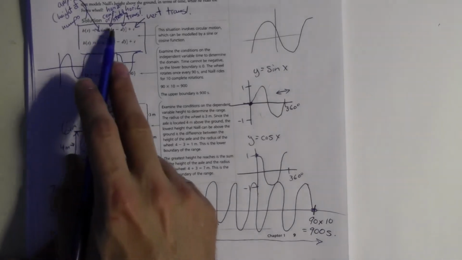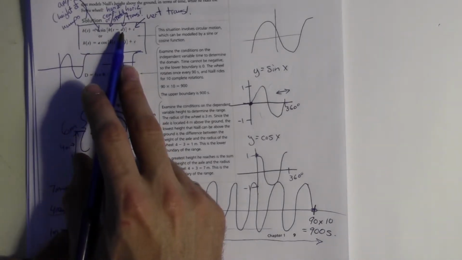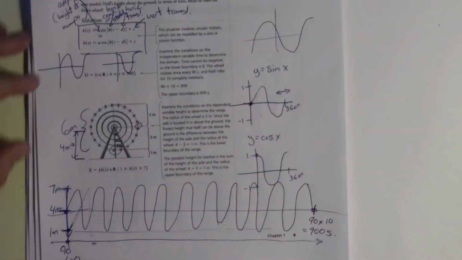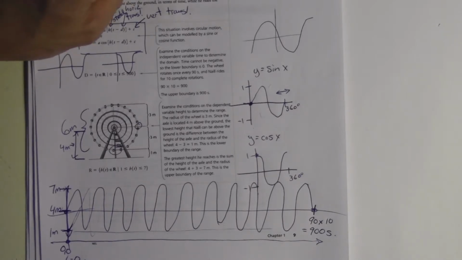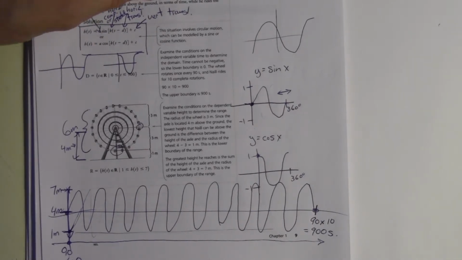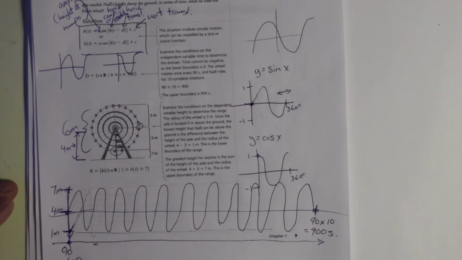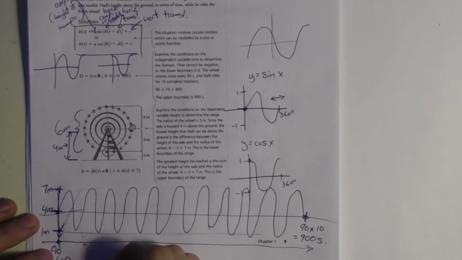All right, so there would be a horizontal shift going on. Okay, what are the domain and range of the function that models Neil's height above the ground in terms of time while he rides the Ferris wheel? So domain, this is probably the easier one, right?